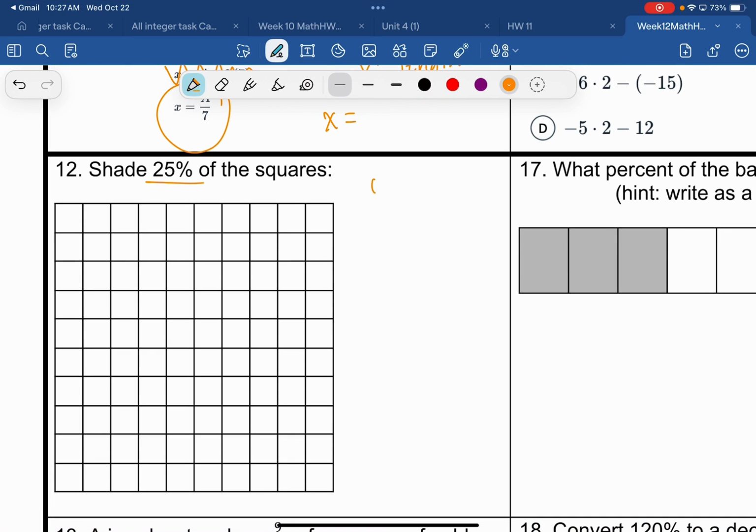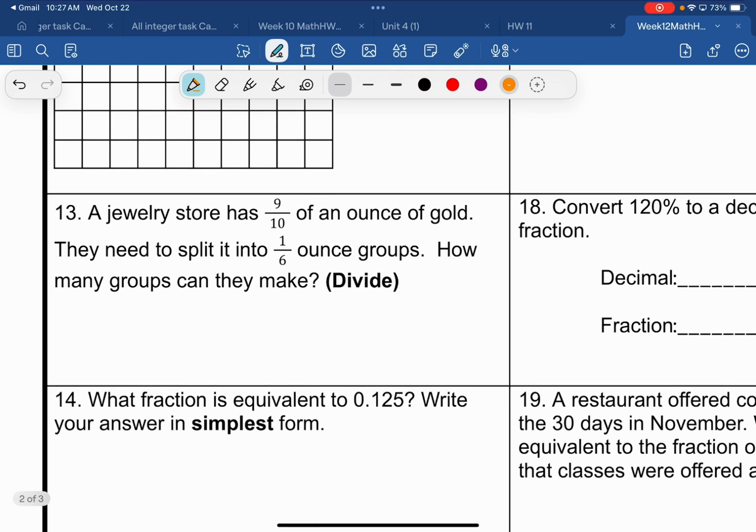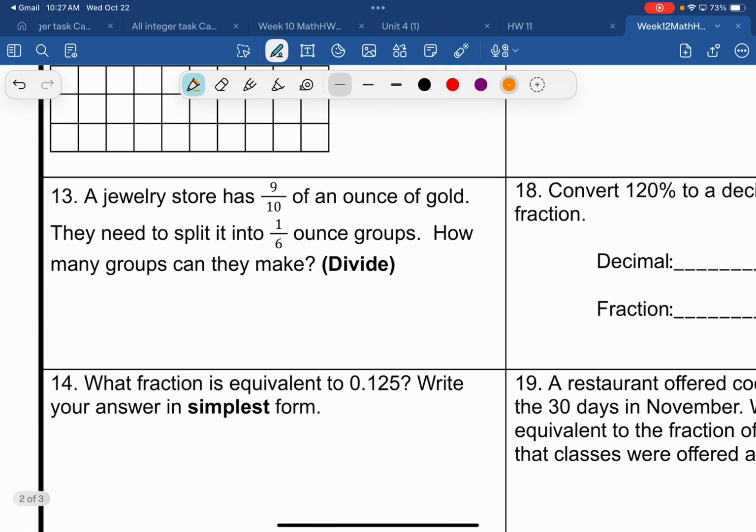25%. Percent is always out of what? Percent is out of 100. Is this a 100 block? Yes. So that means I only have to do what? Count how many? 25. And shade them in. That's it. That easy.